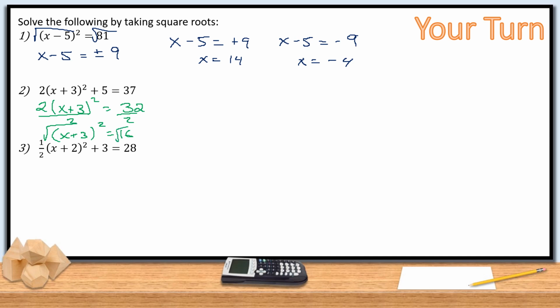Square root both sides. So we're going to get x plus 3 is equal to plus or minus 4. So this is when you split it. x plus 3 is equal to positive 4. x plus 3 is equal to negative 4. And then solve it down. So subtract 3 from both sides. x equals 1 or x equals negative 7.